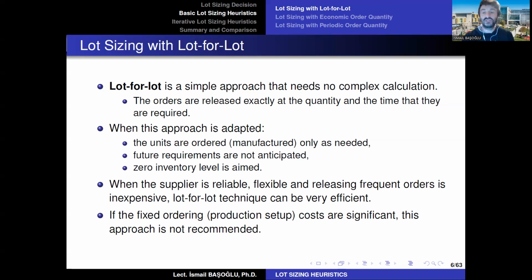Now, if the fixed order release costs, ordering costs are so large, or the production setup costs are so significant, in that case, this approach is not going to yield you a very good solution, my friends, unfortunately. But as I have told you, the load for load method does not have a competitive advantage compared to the other heuristics that we are going to study, but we are going to understand this problem by using this simple approach.